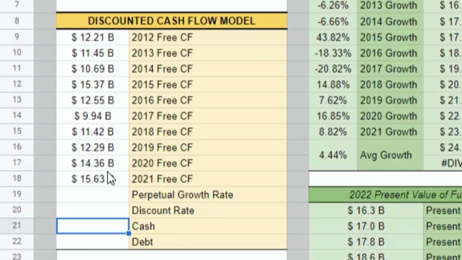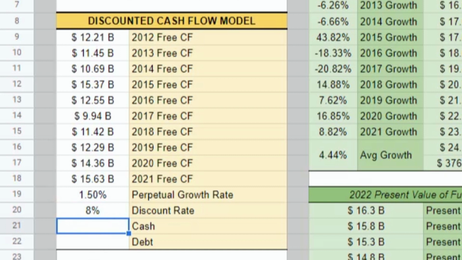Okay, now that we have the 10 years of free cash flows in the calculator, we're going to have to determine a perpetual growth rate, and that is typically anywhere from about 0.5% all the way to 2.5%, where the average growth rate of the entire United States economy is around 3% per year. So we're going to go ahead and choose 1.5% for Procter & Gamble. Now the discount rate is typically around 8%.